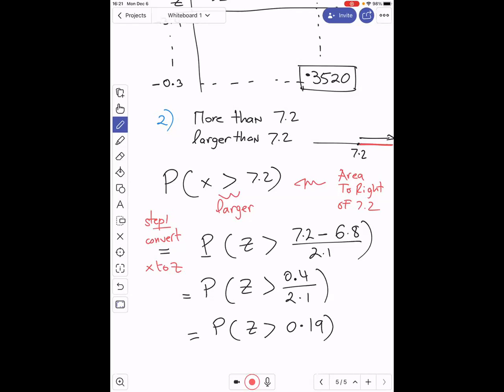Now I converted my x to z. Next step, I'm supposed to use my table. But the table gives us only the areas to the left. This is the area to the right, because x is larger than 7.2, so you're on the right side of 7.2.